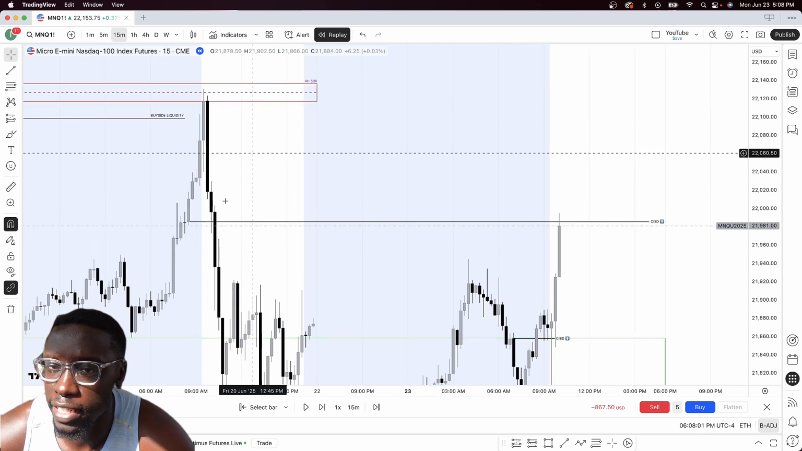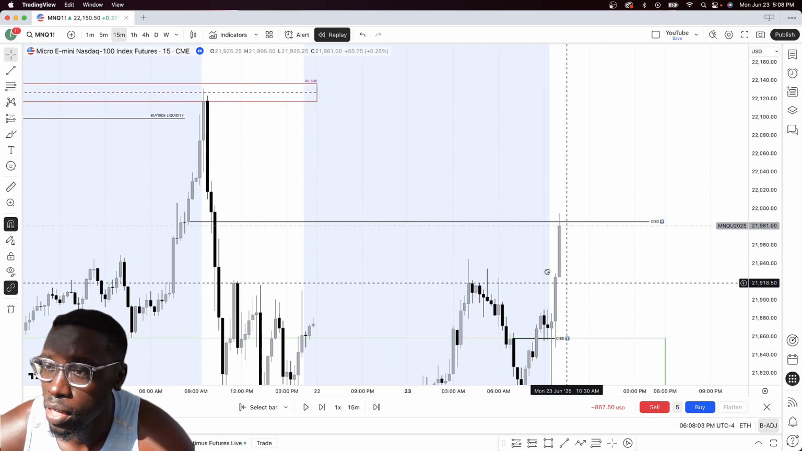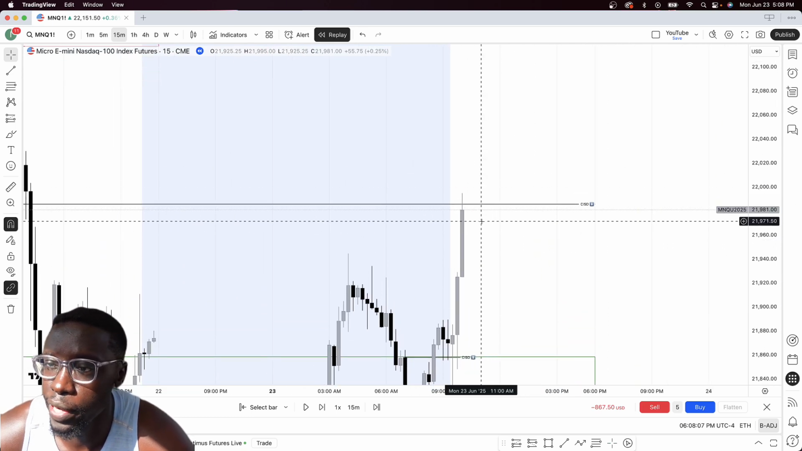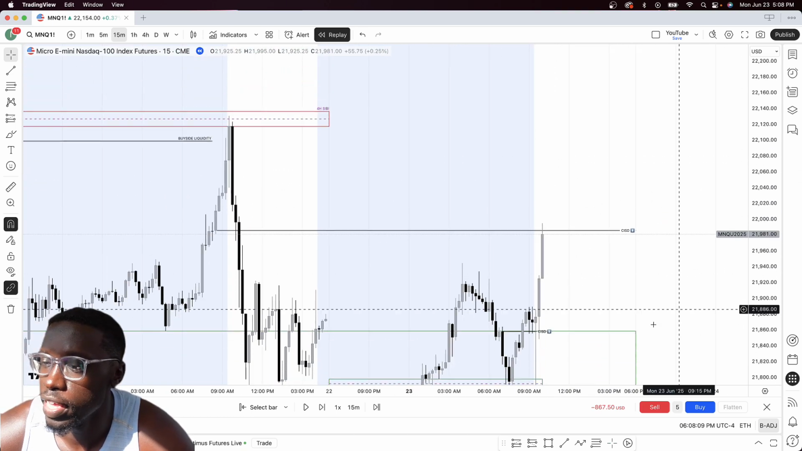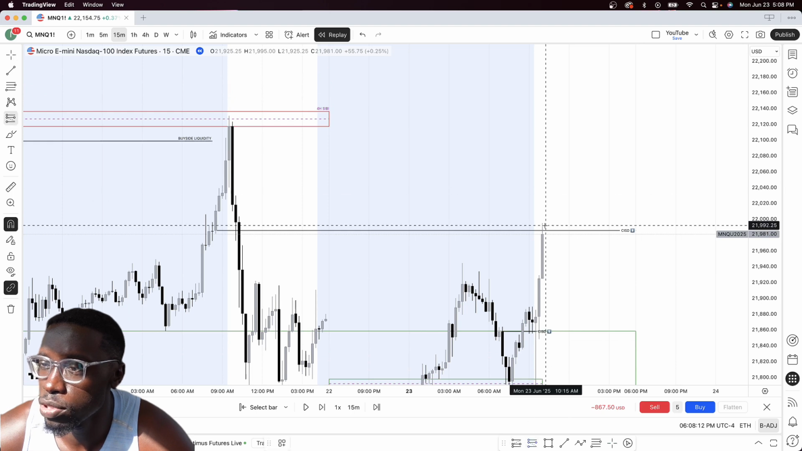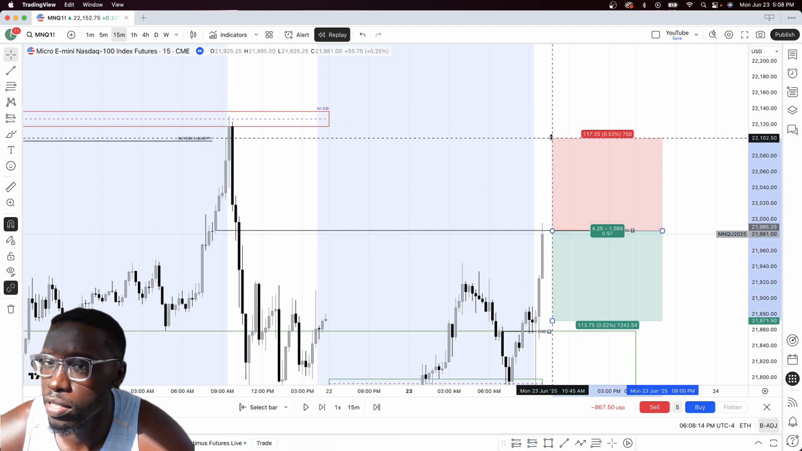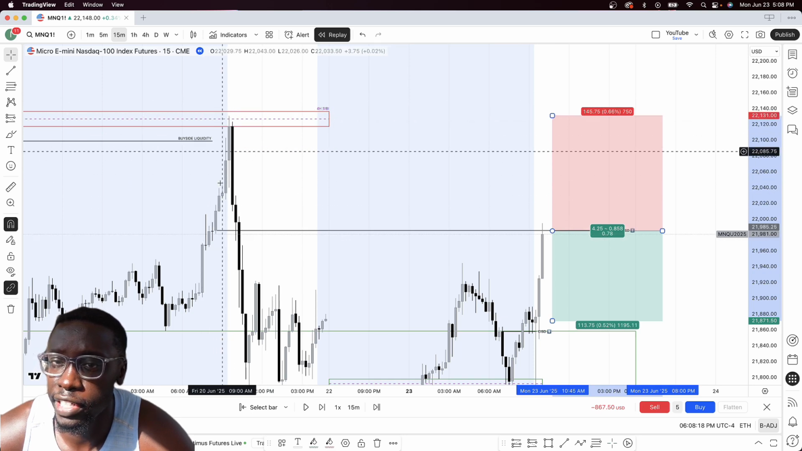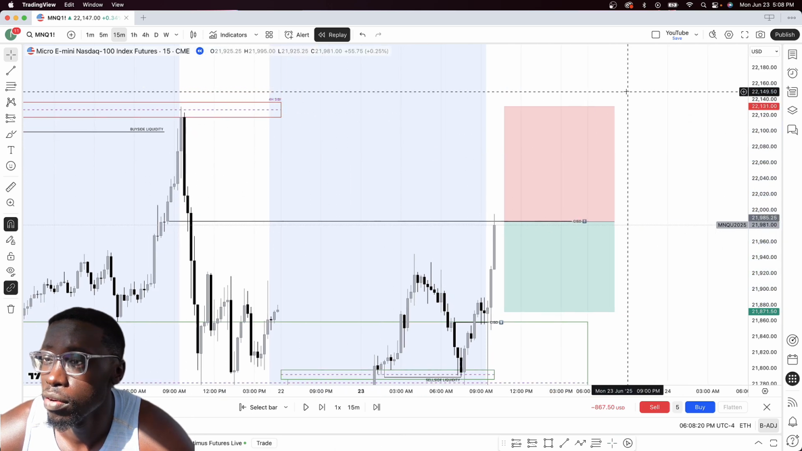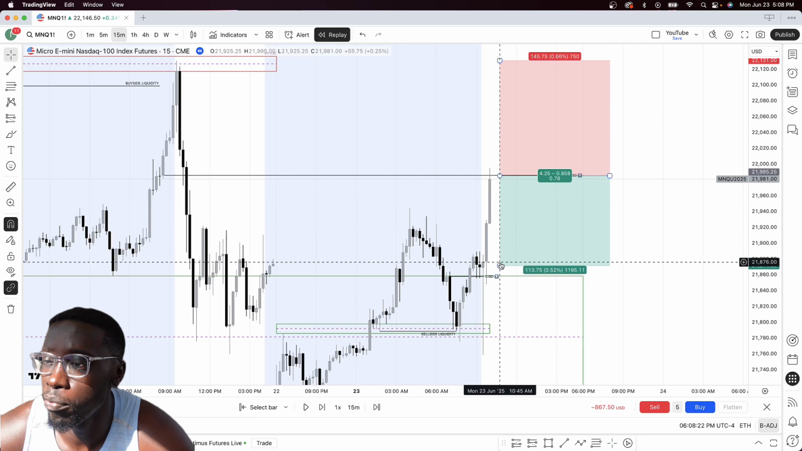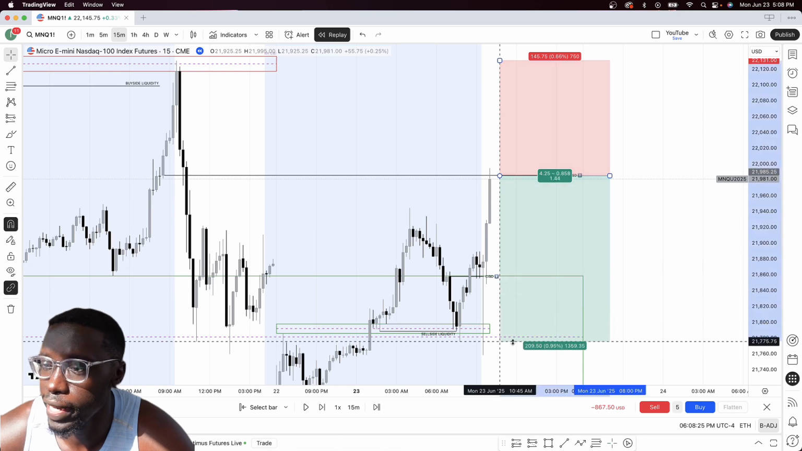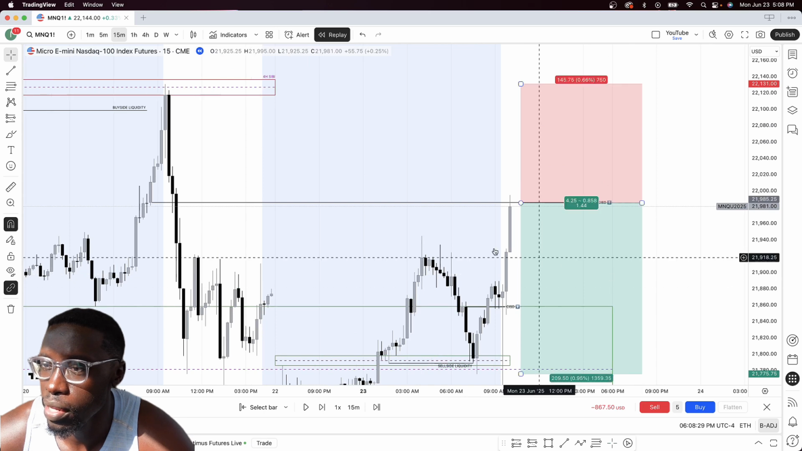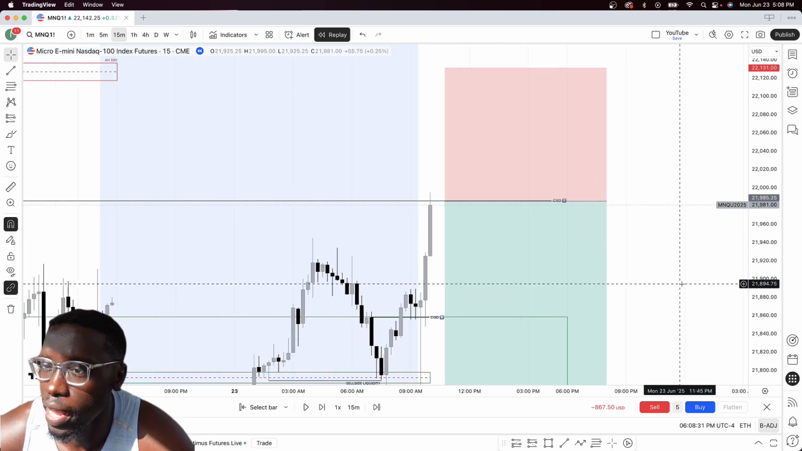I did know that this change of state had still not been retested, so I was still looking for a potential entry opportunity here. However, this stop loss was way too big for my liking. Because obviously, in order to invalidate this, we have to be above the high, above that series of candles that swept that liquidity. So in this case, this is a 145 point stop loss. And even if I was targeting here, that's just too much risk for me. I'm not necessarily comfortable with that.